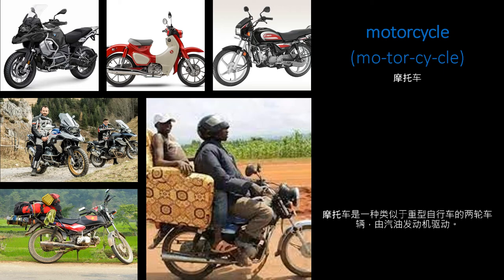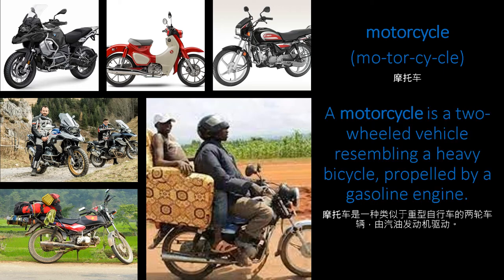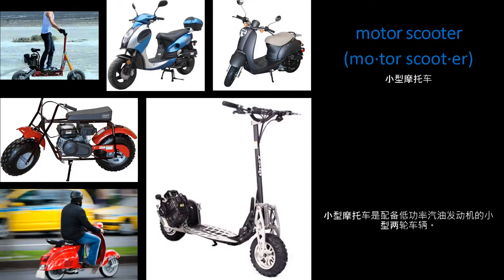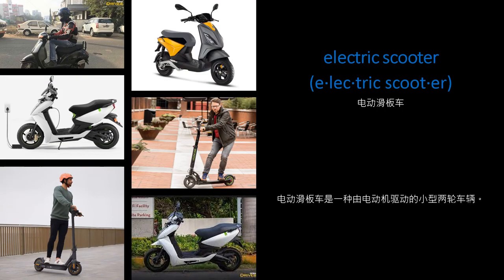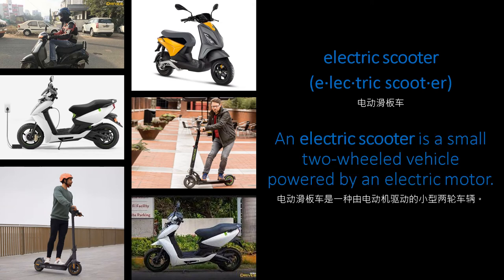Motorcycle. A motorcycle is a two-wheeled vehicle resembling a heavy bicycle propelled by a gasoline engine. Motor scooter. A motor scooter is a small two-wheeled vehicle with a low-powered gasoline engine. Electric scooter. An electric scooter is a small two-wheeled vehicle powered by an electric motor.